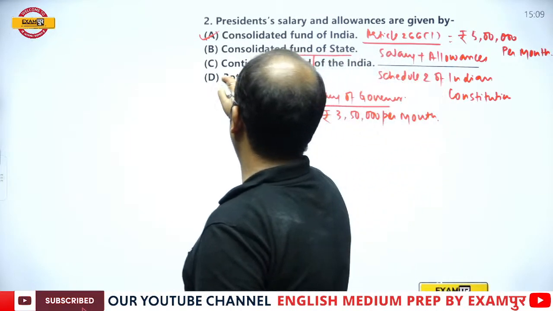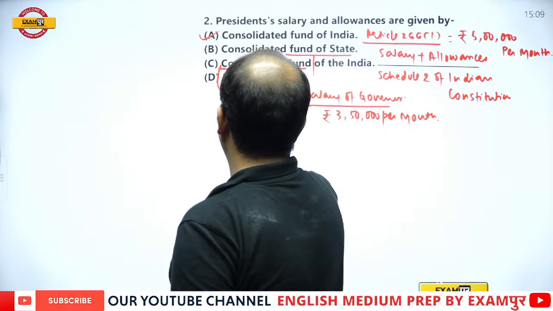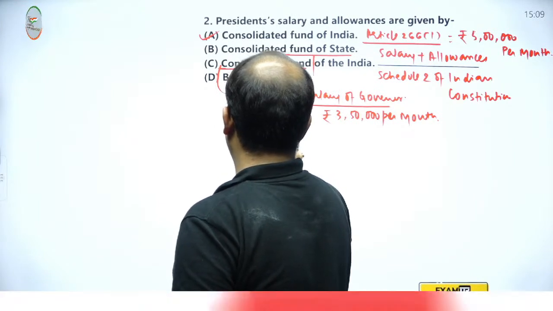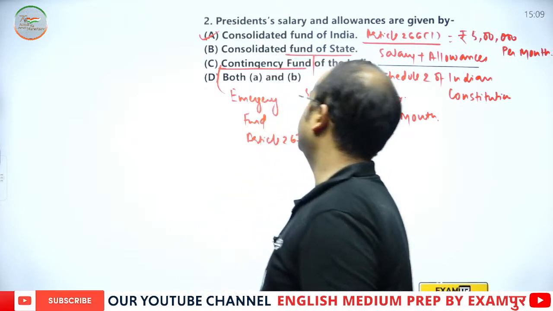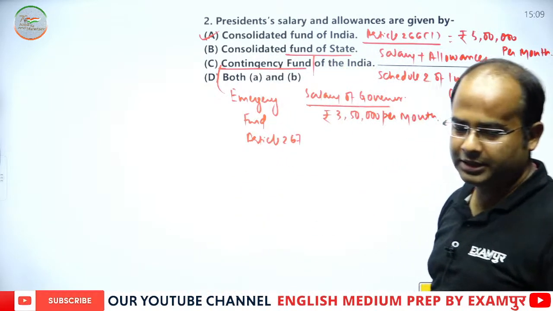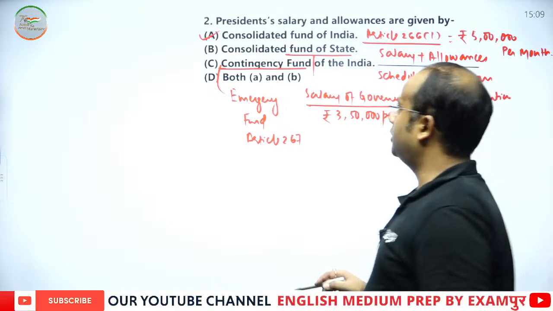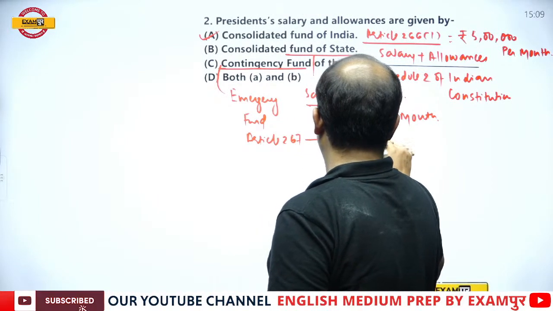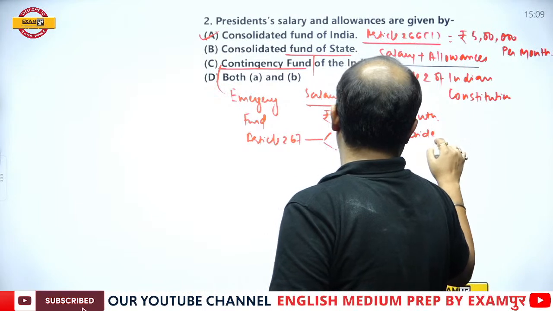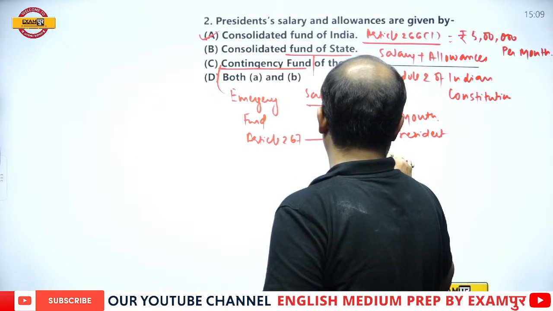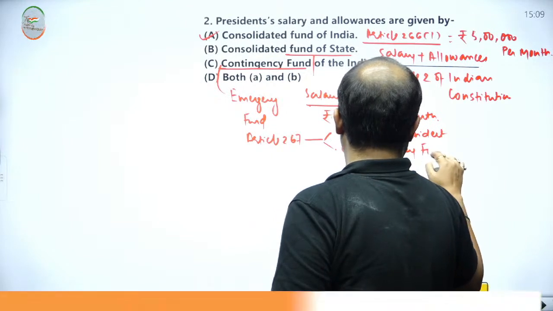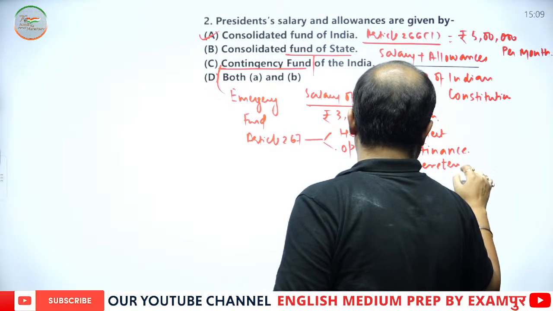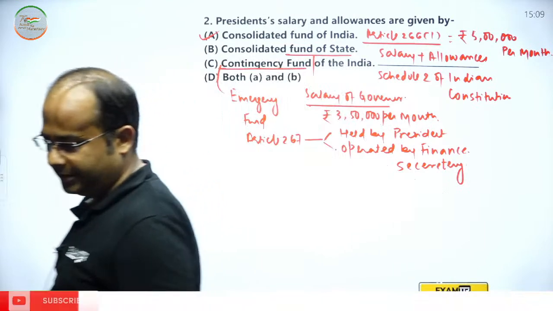Contingency Fund, guys, is an emergency fund. That is defined in Article 267. So the Consolidated Fund of India is where the salary of the President is given from. And the Contingency Fund is held by the President and operated by the Finance Secretary.